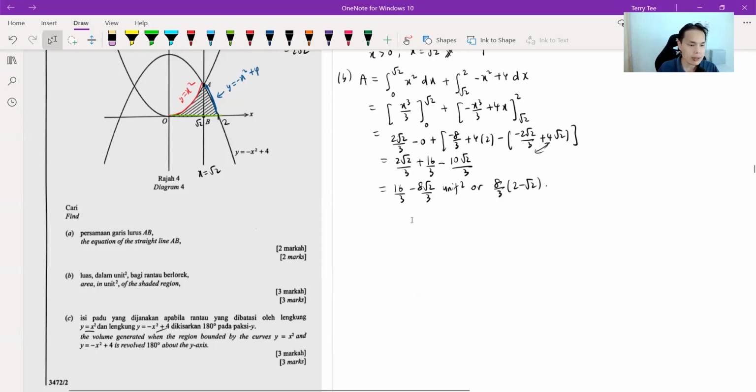Okay, now let's look at this case. The area is bounded by the curves. Let me rub this off. Okay, and I highlight the first curve. The first curve is y equals x squared. This is the first curve, right? And the second curve is y equals negative x squared plus 4. So the area bounded by these two curves, the area in between them, is this part, the green part.